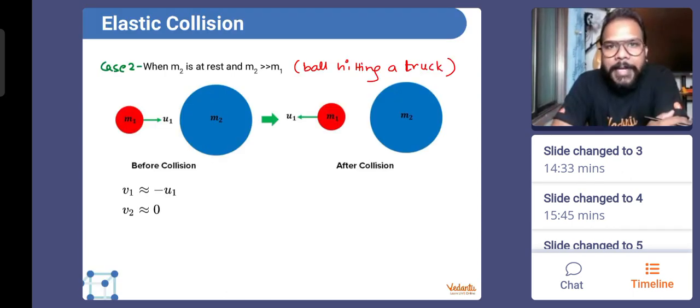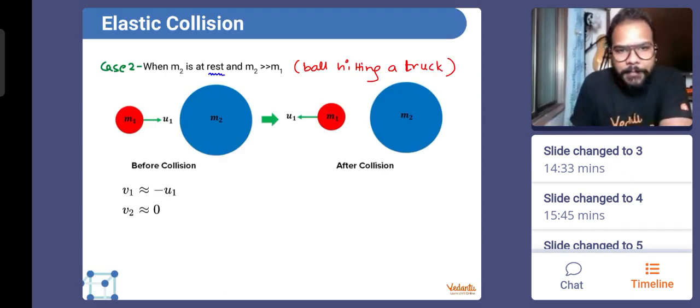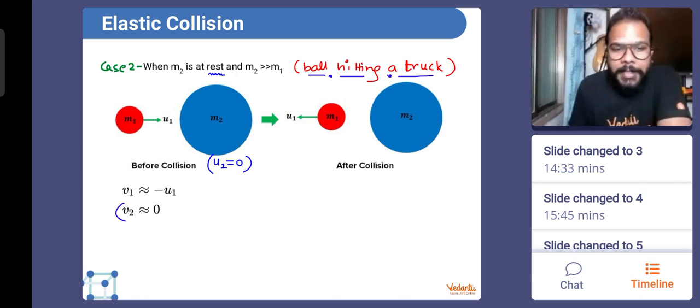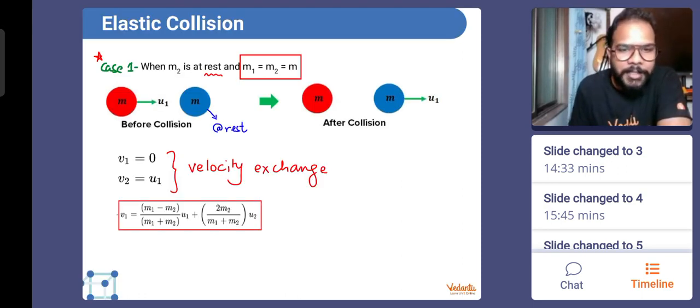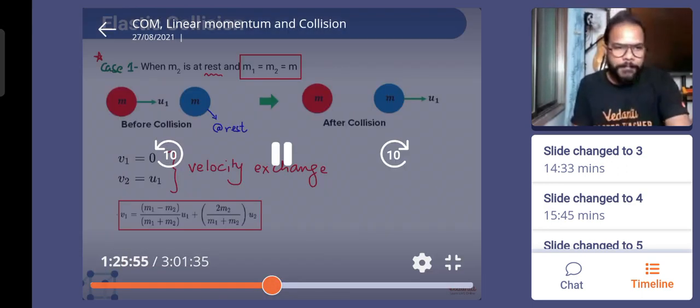Okay, case two. Case two is when the second body which is being collided with is very heavy and is at rest. That means u2 is still 0. To visualize, it is a ball which is hitting a truck. Will anything happen to the truck? Nothing. You see that v2 still remains 0. The ball after hitting a truck cannot make it move, obviously. You can actually try this with these equations also.